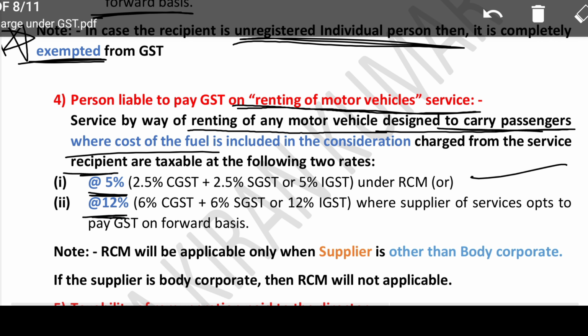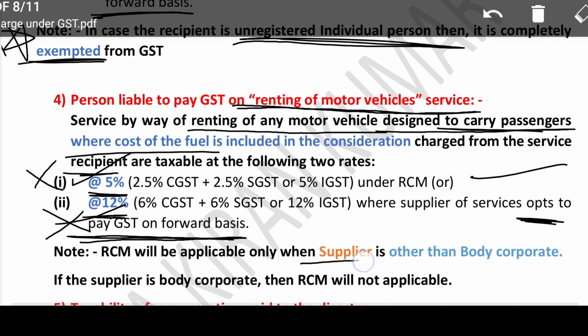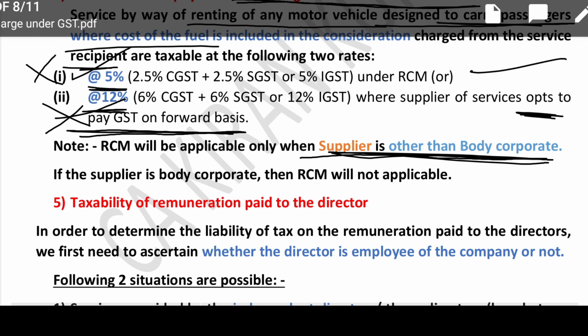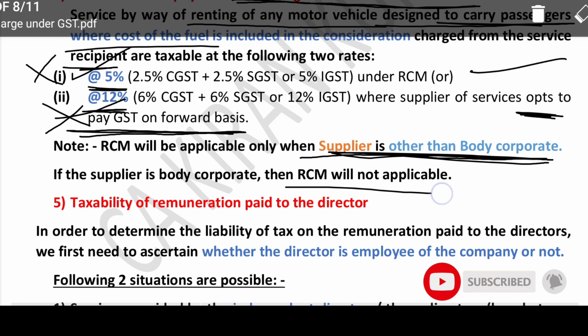This is the option where the supplier opts to pay GST on forward charge basis. If he opts to charge GST on this basis, then this is not applicable. If the supplier doesn't choose this option, in such case RCM will be applicable. So RCM will be applicable only when the supplier is other than a body corporate. This we have also already discussed. If the supplier is a body corporate, RCM will not be applicable.